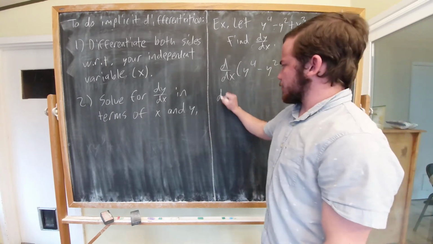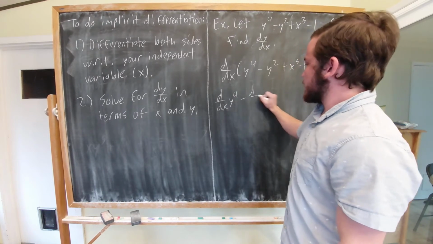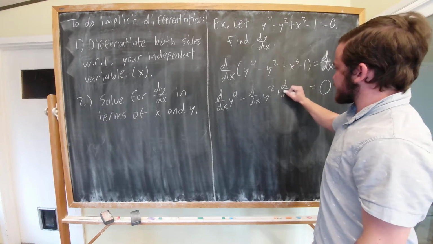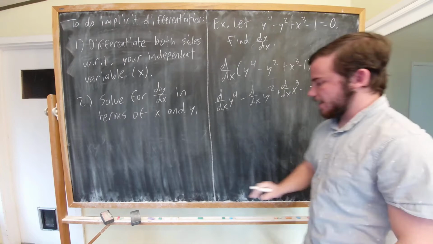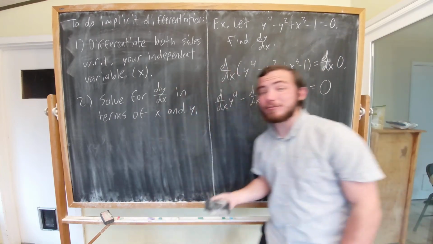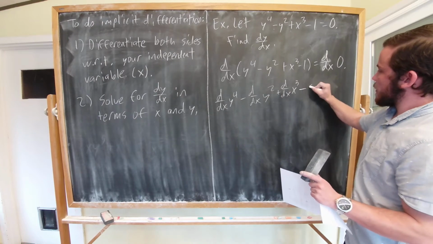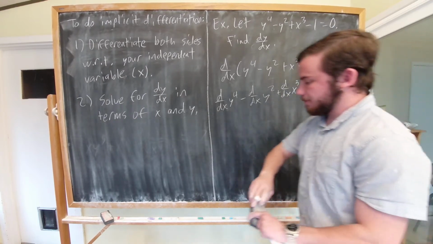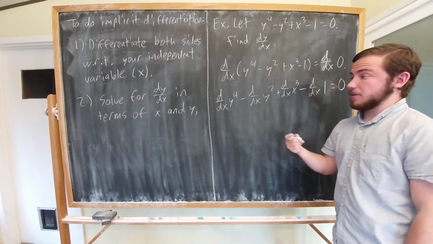Expanding this side out a little bit, you get d/dx of y to the fourth minus d/dx of y squared plus d/dx of x cubed minus, I guess I have to move that over after all, d/dx of 1 equals 0. Alright, let's start taking these derivatives.